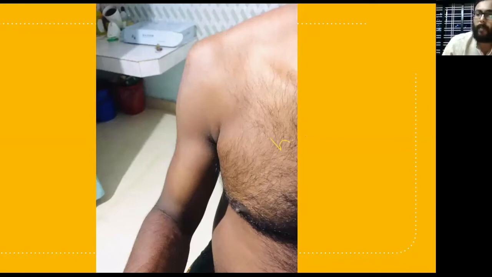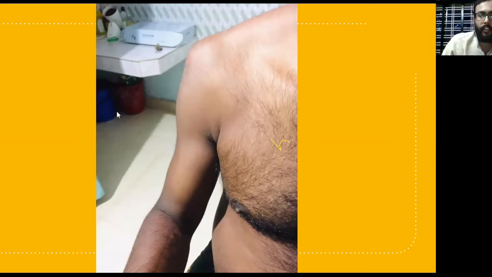Second thing, on palpation, you can feel the acromion process most laterally. In inspection, you can see the normal contour is lost and the patient is not able to attempt any movements due to significant pain. This is anterior shoulder dislocation.